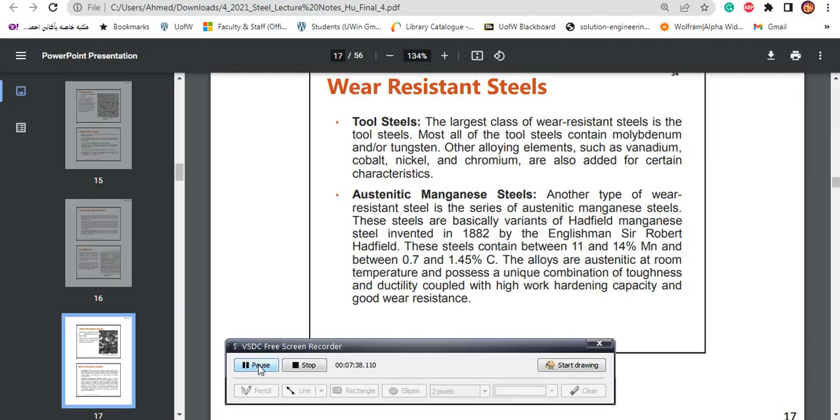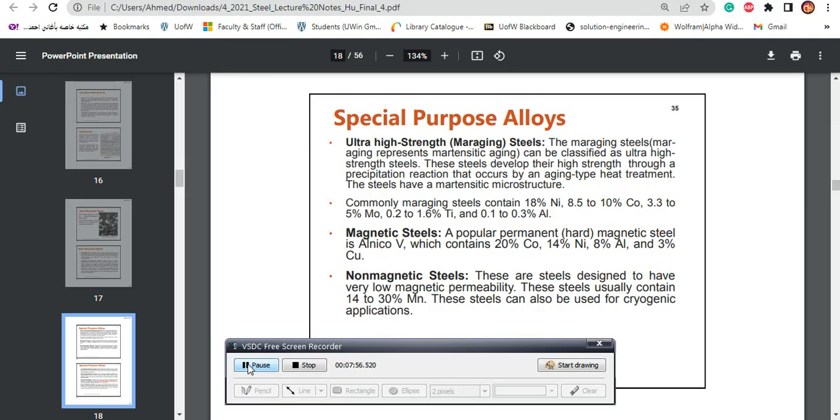Austenitic manganese steels have between 11 to 14% manganese and a low percentage of carbon, from 0.7 to 1.45% carbon. They have good toughness, good ductility, and good wear resistance. Ultra high strength maraging steels are the strongest as they are martensitic and they are aged. Magnetic steels have alnico, which contains 20% cobalt and 14% nickel.